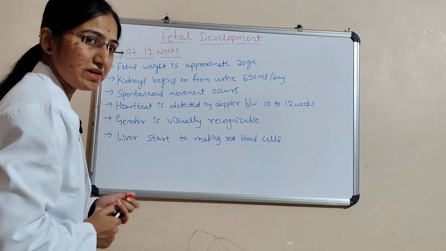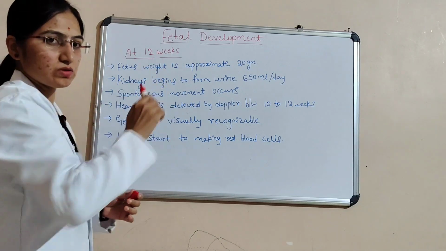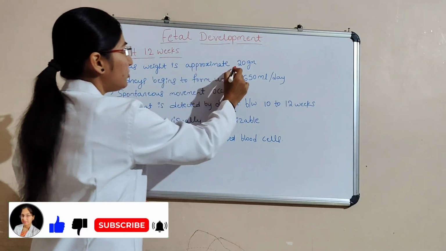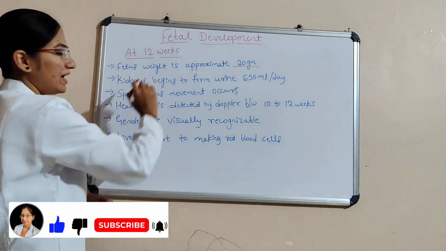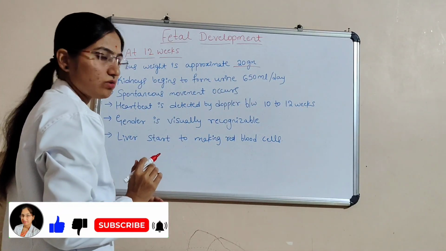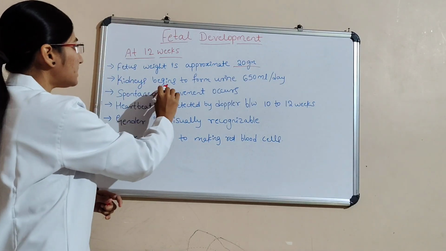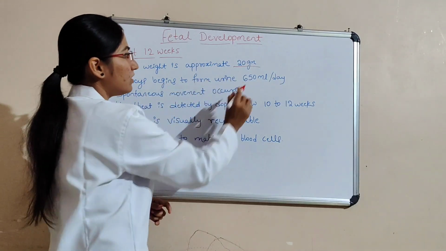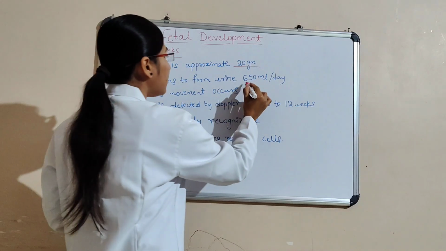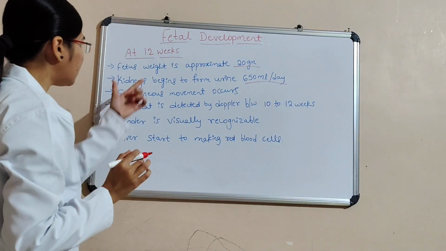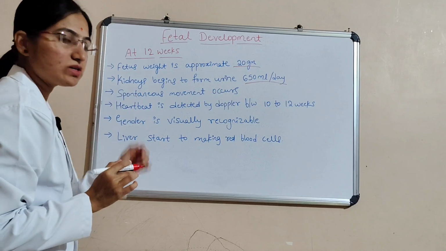Next we'll see fetal development at 12 weeks. Here fetus weight is approximately 20 gram. And then the kidneys begin to form urine, that is 650 ml per day urine production in the fetus at 12 weeks.